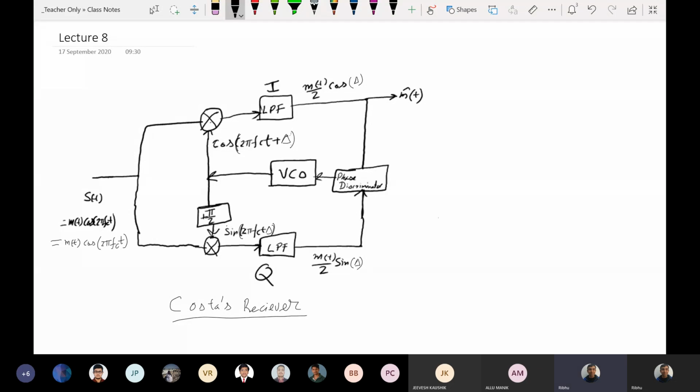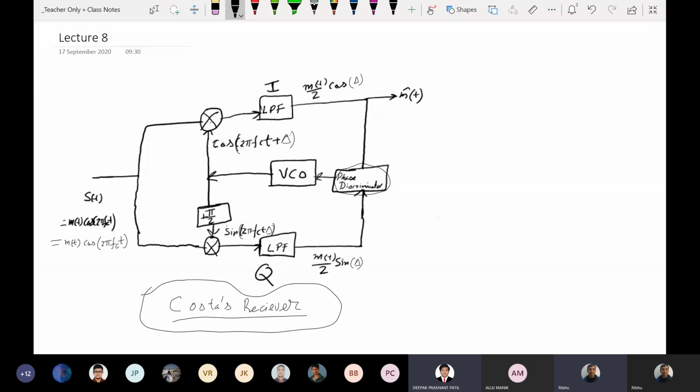No, this is not the phase discriminator. I have named it the Costas receiver. I have written Costas receiver here. That block, to the left of the VCO, yes, this thing.